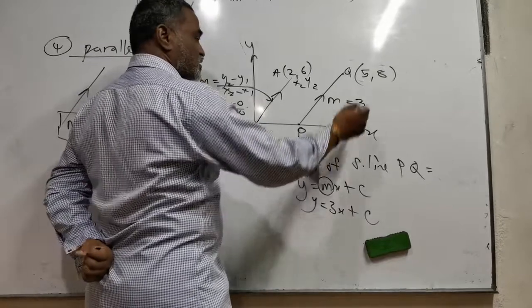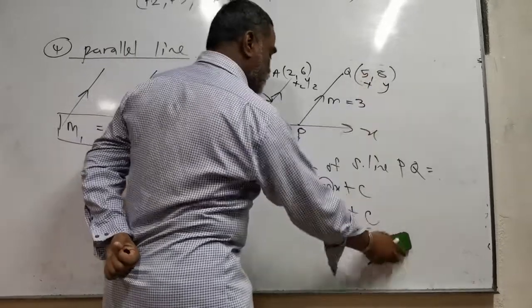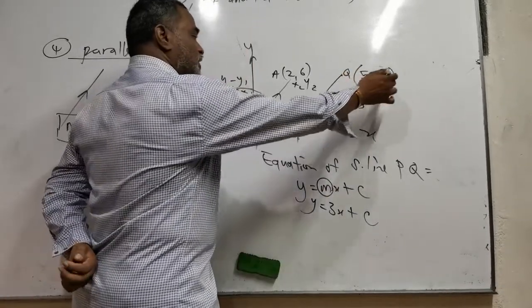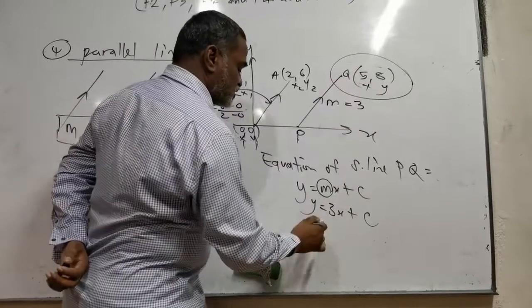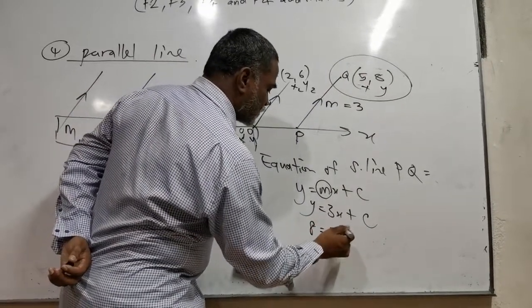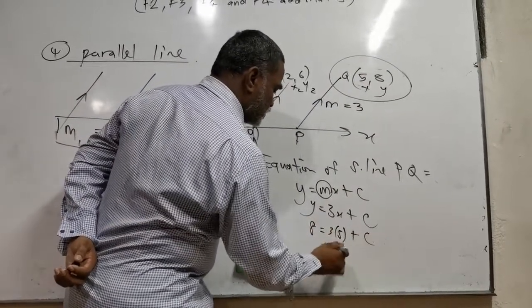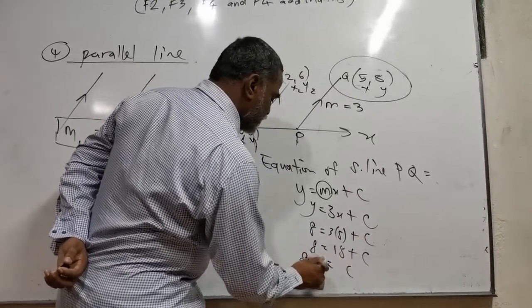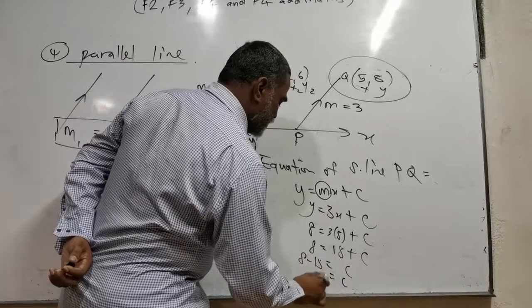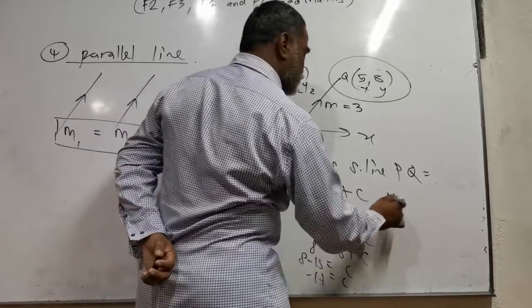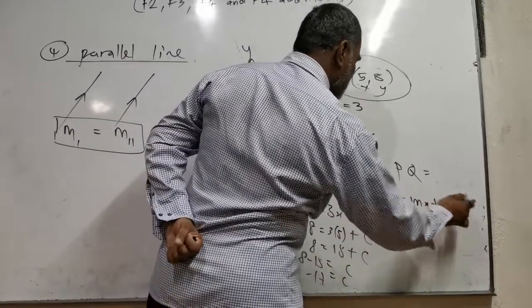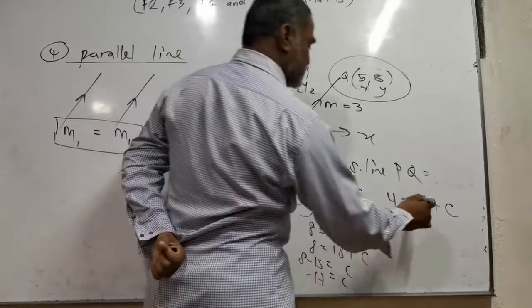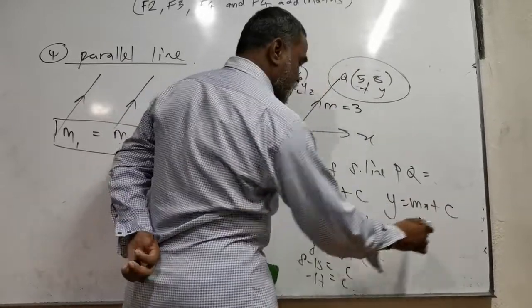How to find c? Just now I said, substitute any coordinate the line passes through. What coordinate does PQ pass through? That is 5, 8. You substitute it into the equation and you will get c. c will be 8 minus 15, so c is negative 17. So the equation is y equals mx plus c, where m is the gradient, 3, and c is negative 17.